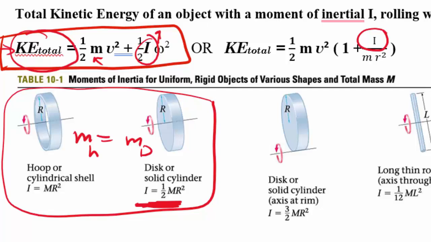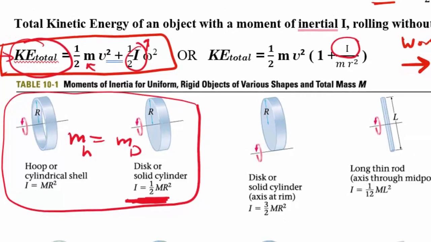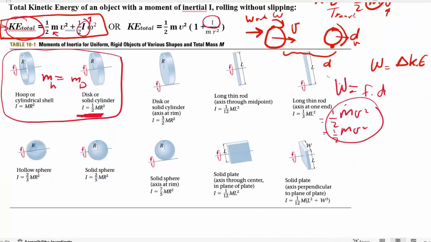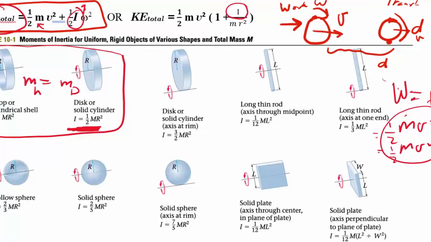So keep that in mind when you deal with problems that involve total kinetic energy of objects that have the same mass but different moment of inertia. This table tells you the moment of inertia of different objects depending on their shape and also depending on the axis of rotation. They are rotating around what axis?